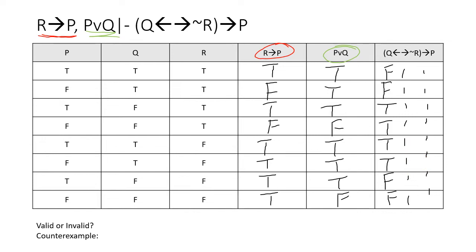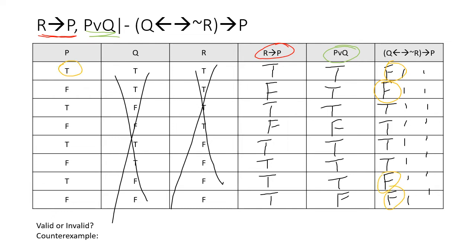And then we can bring back in our arrow P. So the P is going to be our right side. These values here underneath the Q double arrow tilde R are going to be our left side. So we're looking for where those are false. And we're going to look for where P is true. Those are all going to be true. And these other two are going to be false.